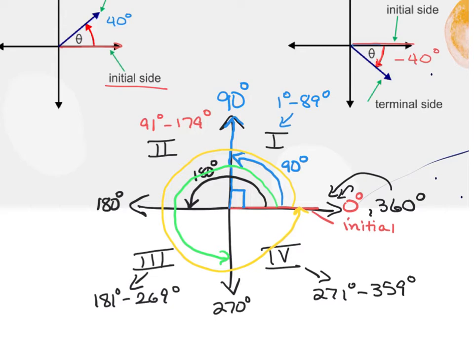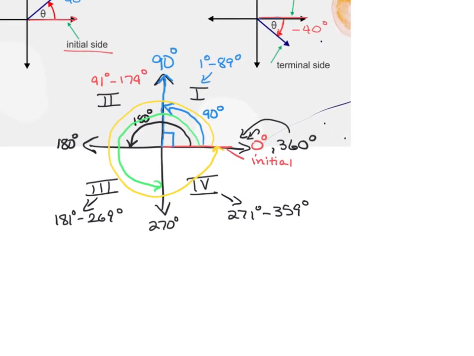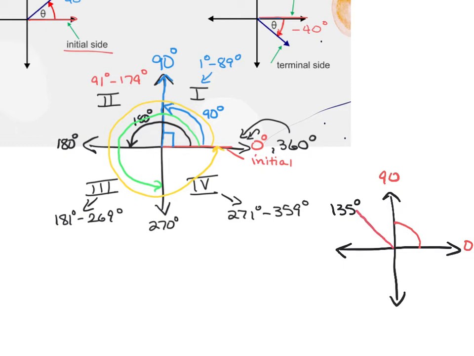So let's say I wanted to draw an angle that's going to end up in quadrant 2. And let's say I asked you to graph an angle that has a measure of 135 degrees. The way that I would do that is I start here at 0, then I go to 90, and then to get to 135, I need to go 45 more degrees, and I would stop here. Actually, let me make this the terminal side.